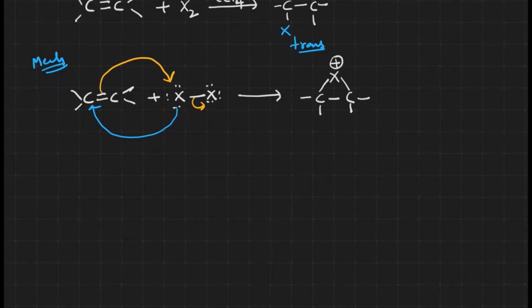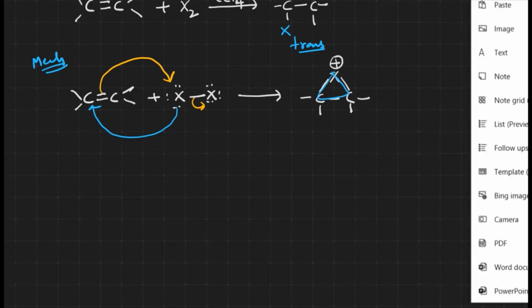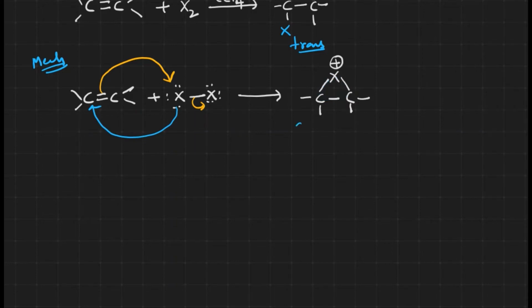Halogen with the positive charge is known as a halonium ion. It is in cyclic form, so we can call it a cyclic halonium ion. Now, what do we have? We have the negative part of the reagent, X minus. We have X minus over here.